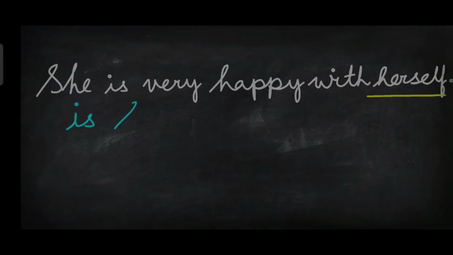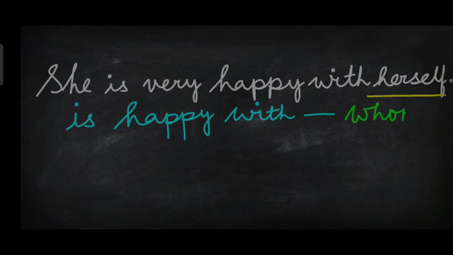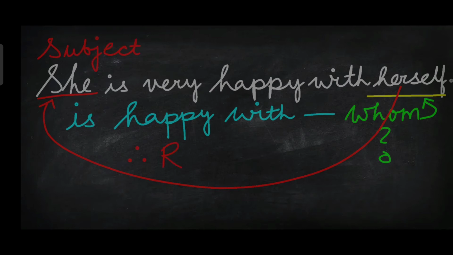She is very happy with herself. Herself is the pronoun. Is happy with whom? Is happy with herself. Here, herself is the object which refers back to the subject she. Subject, object same, hence reflexive pronoun.